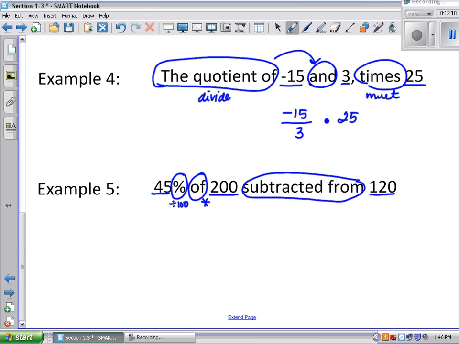Of says we're going to multiply. And subtracted from. Remember, this is one of our special phrases for subtraction. This one we have to switch the order on. So instead of 120 coming last, 120 comes first. 120 minus, and then we can translate the rest of the phrase. We have 45 divided by 100 times 200. And there's our phrase written as a numerical expression.